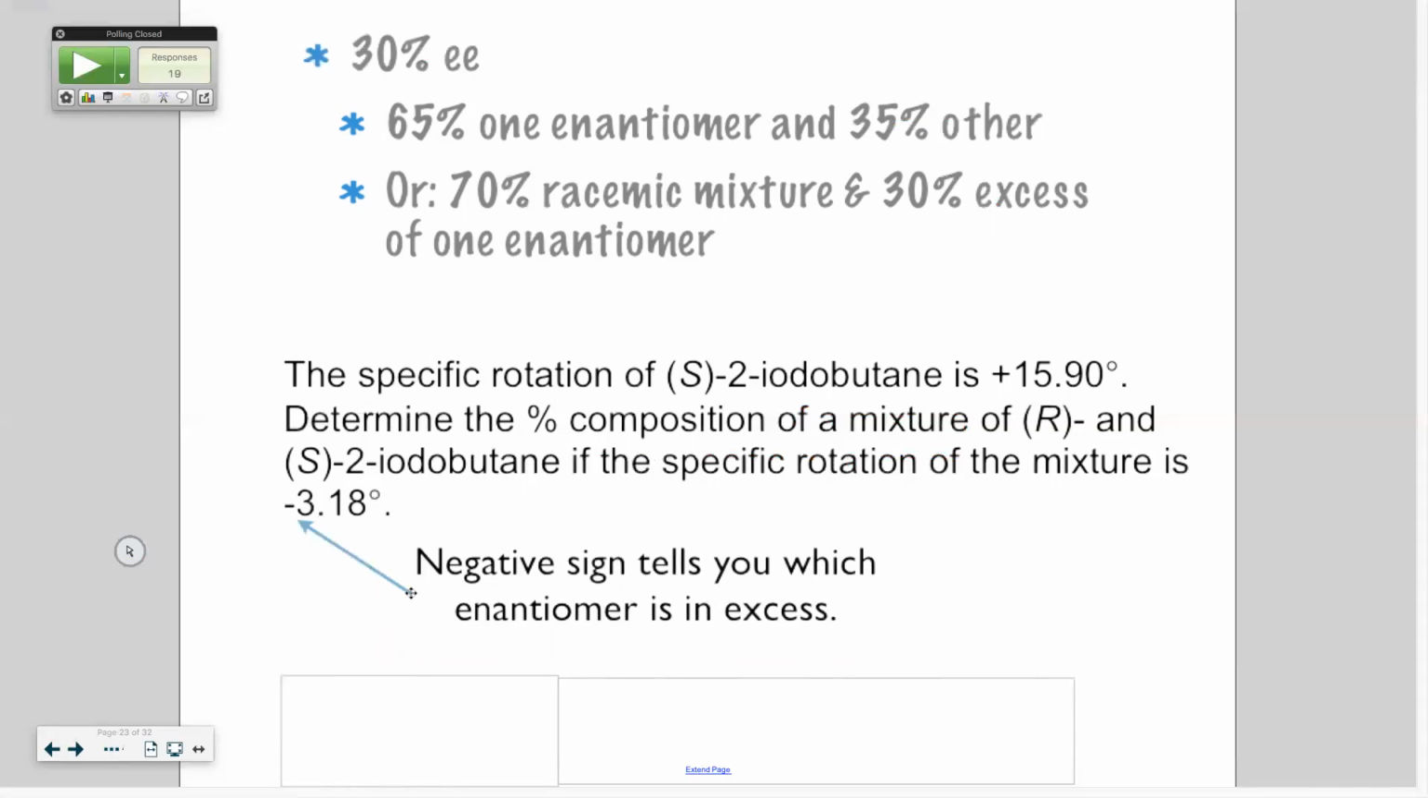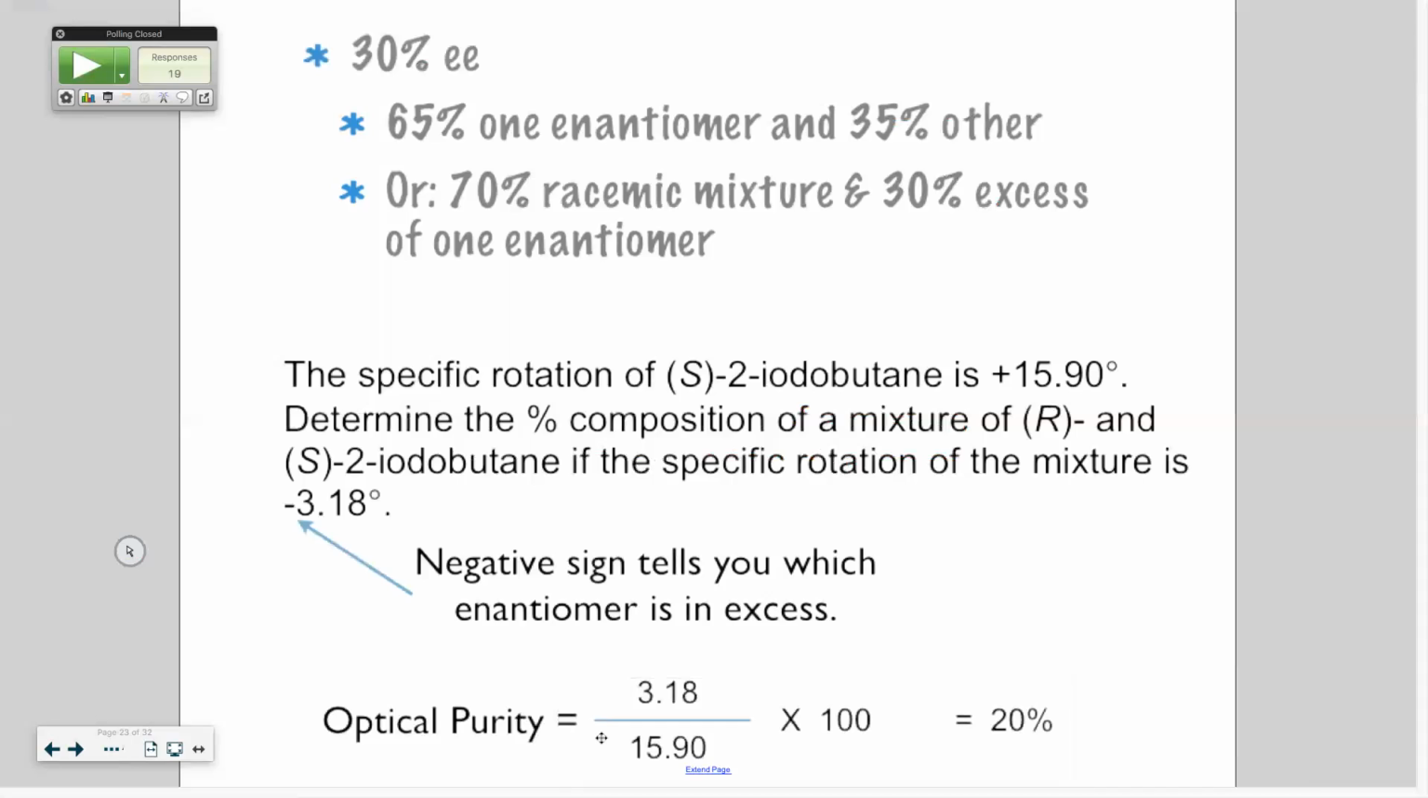Okay, so now that we know that, how can we figure out what the enantiomeric excess is? So what are we going to do? But what numbers do we divide? We divide the 3.18 by 15.9. Okay. Times 100, and we get 20%. What is that negative sign? We don't bother with that negative sign. I wouldn't worry about it. The negative sign, all it's for is to tell you which one is in excess.